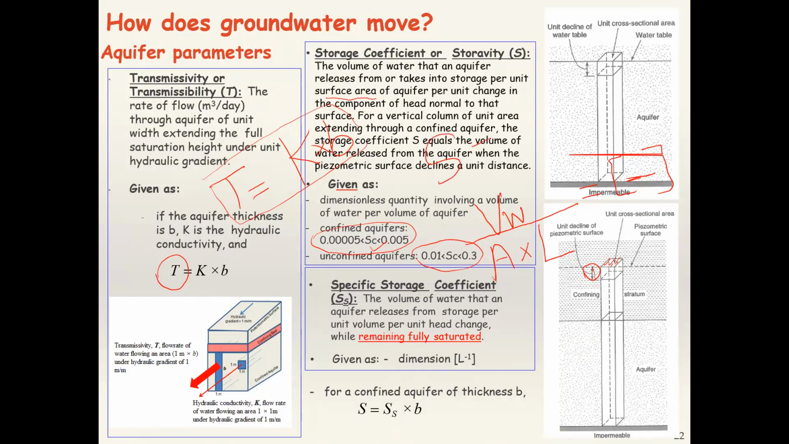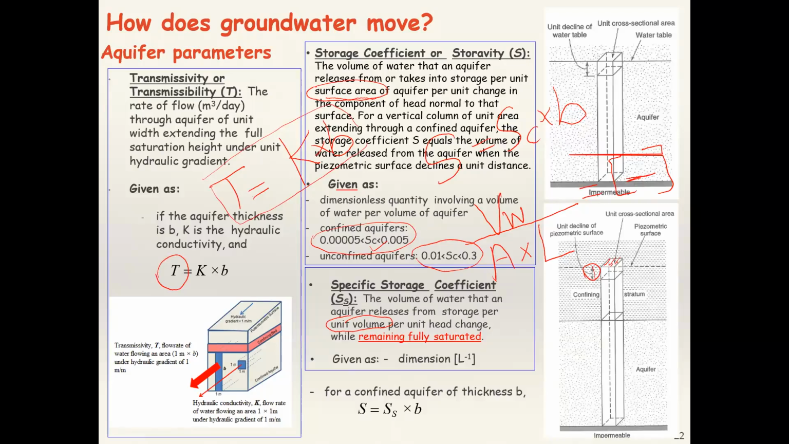Storativity is equal to the specific storage multiplied by, again, the saturated thickness. So how is this specific storage defined? That is the volume of water that an aquifer releases from storage or takes in per unit volume, per unit head change. What is the difference here? Here we are talking about a unit volume, but there we are talking about a unit surface area. That is the difference. We are talking about 1 unit of aquifer.